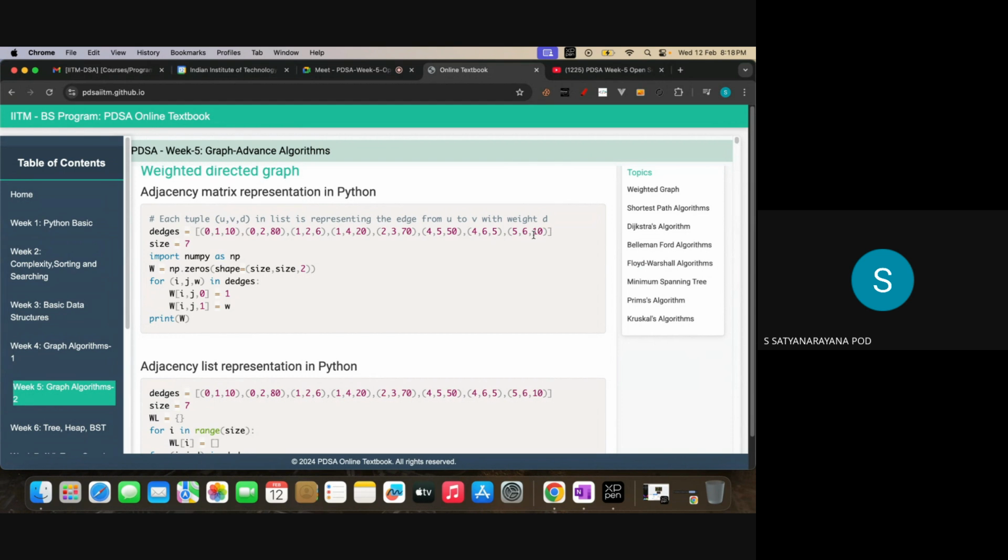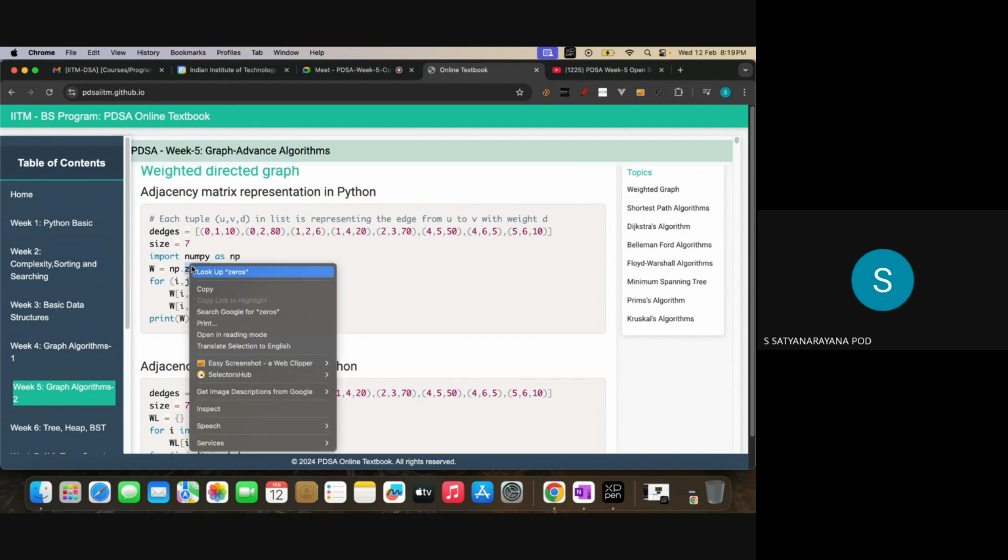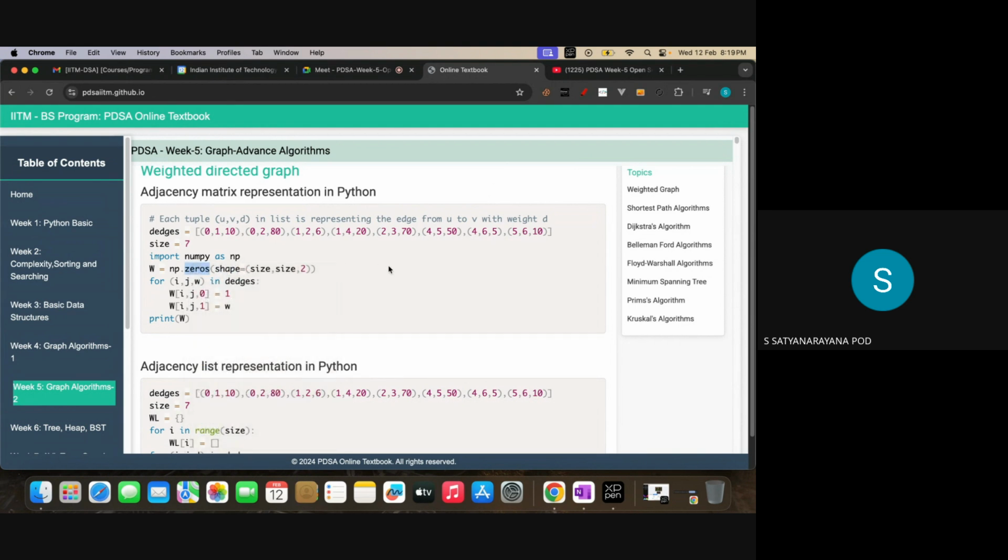In the tuple, at the 0th index we are storing 1, and at the first index we are storing the weight. The remaining entries are going to be zeros, because by default NumPy stores all zeros. Whenever there is no edge, there is no particular weight, so 0 0 is the default value. Okay, is it clear?